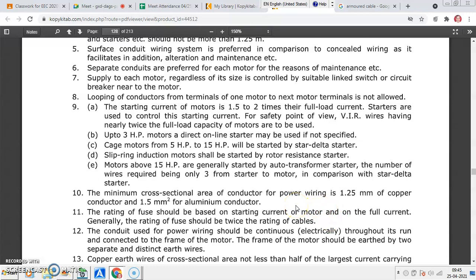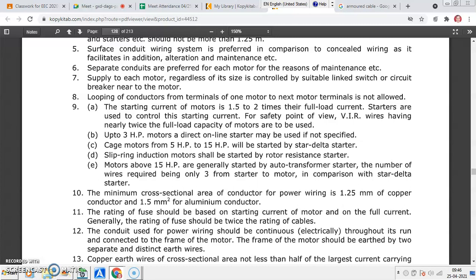The minimum cross-sectional area required for the power wiring, as we have studied, is 1.25 mm² of copper and 1.5 mm² of aluminum conductor. Below that size, no wire is used. Of course, the size of conductor is decided according to the current of the circuit, that is, full load current into 2, that is 2 times, because motor circuits are there and starting current is more.